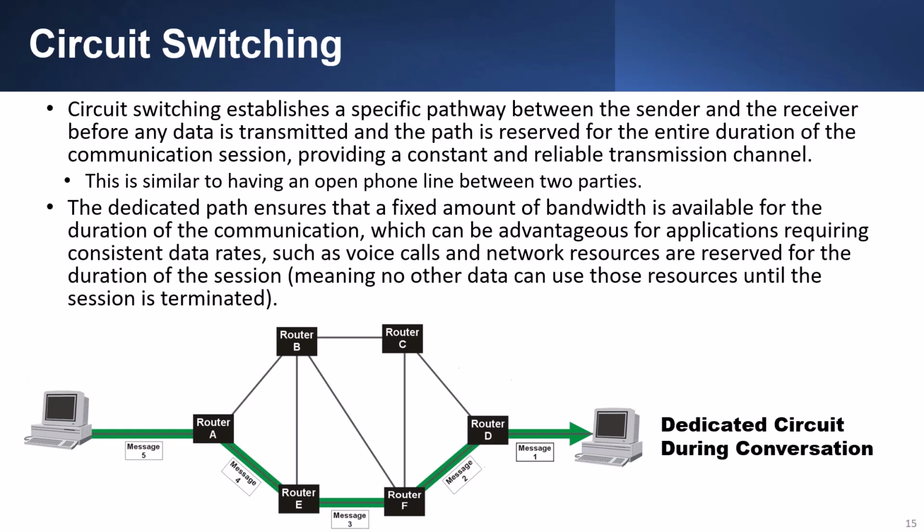Circuit switching establishes a specific pathway between the sender and the receiver before any data is transmitted, and the path is reserved for the entire duration of the communication session, providing a constant and reliable transmission channel. This is similar to having an open phone line between two parties.